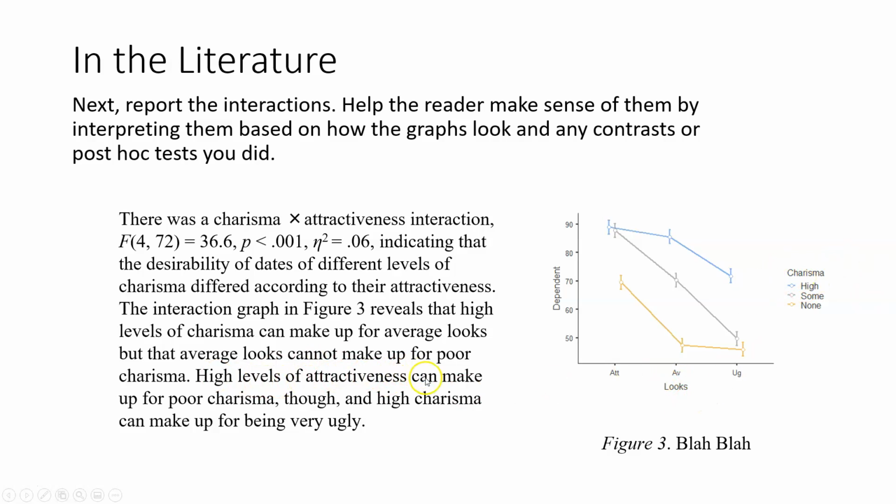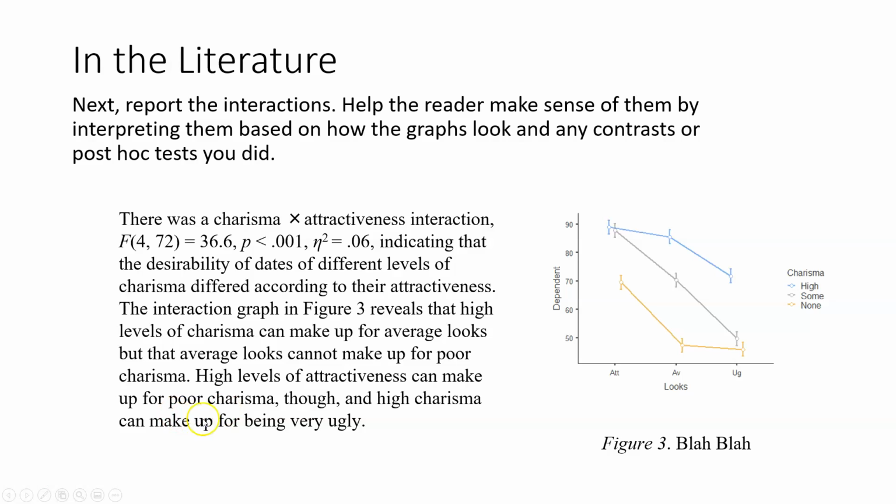High levels of attractiveness can make up for poor charisma, though, and high charisma can make up for being very ugly. So we've also said some additional things, like that high levels of attractiveness, which are these three right here, can make up for poor charisma. Like if you've got very poor levels of charisma, you still rate pretty highly if you're attractive.